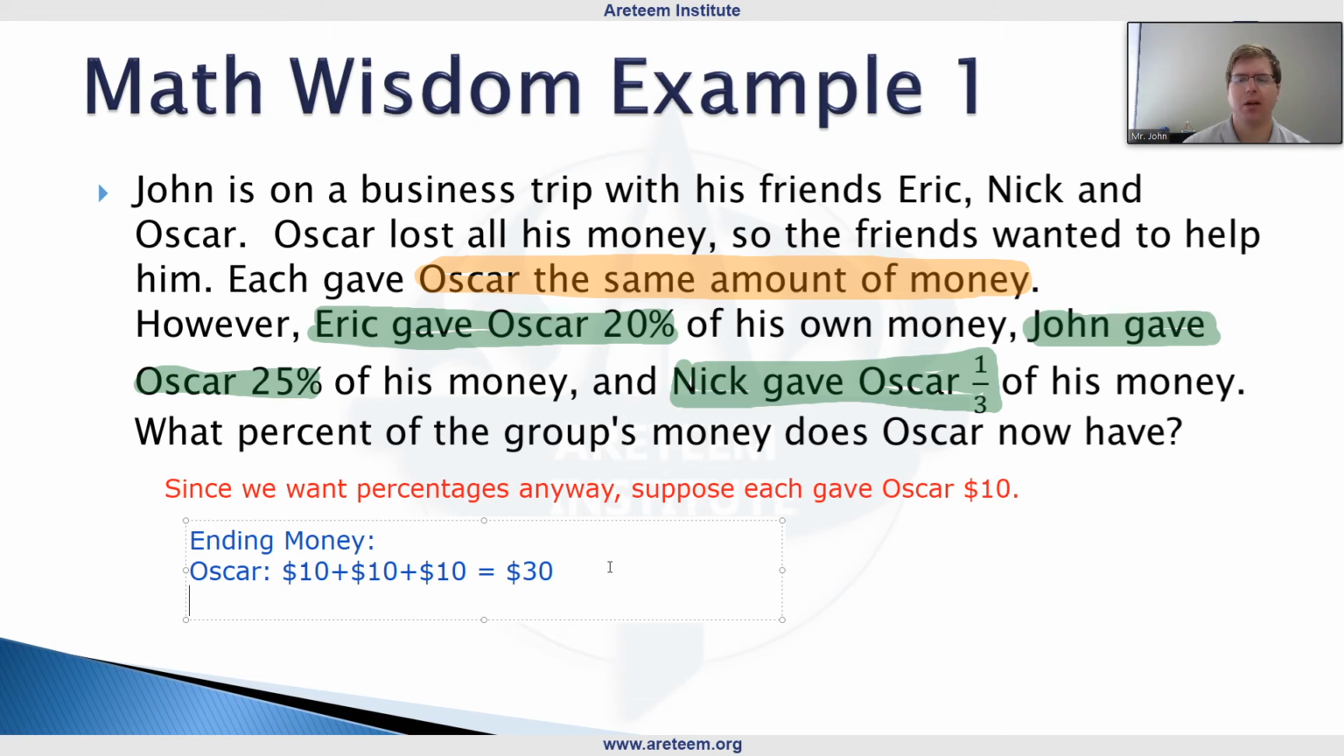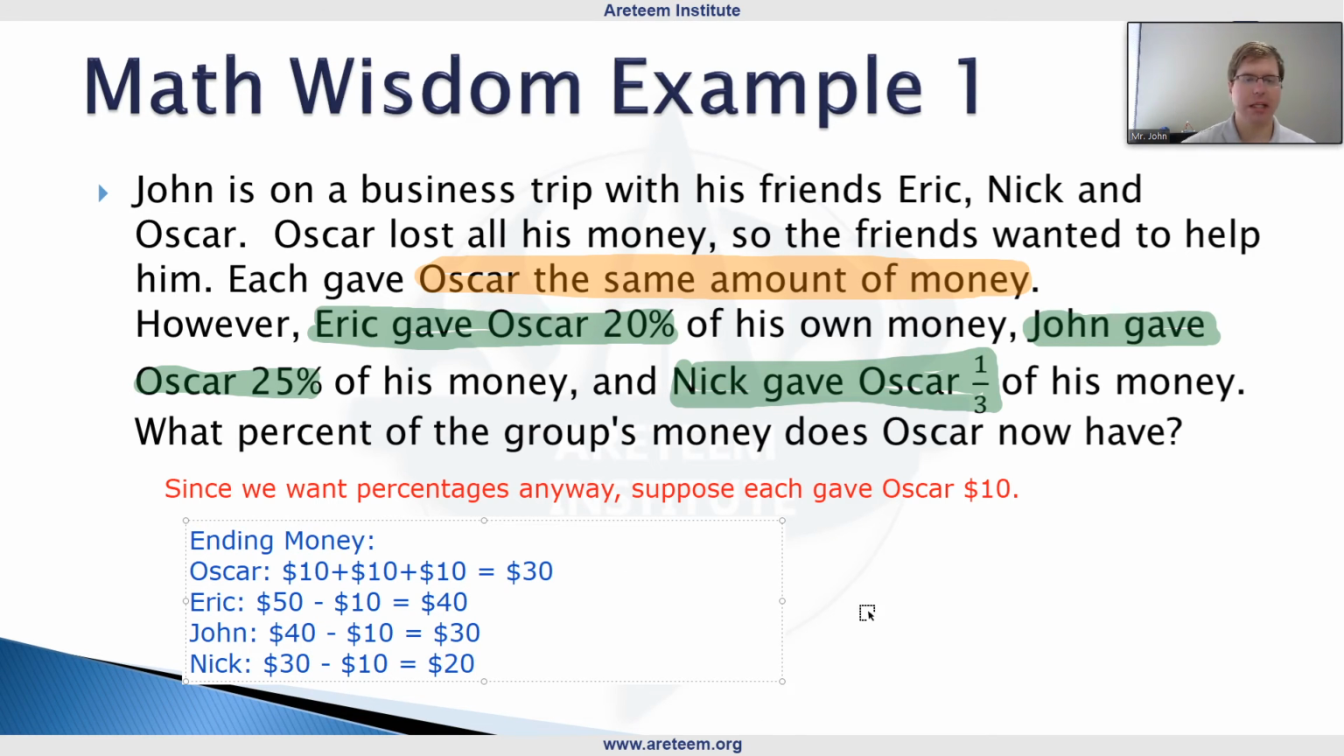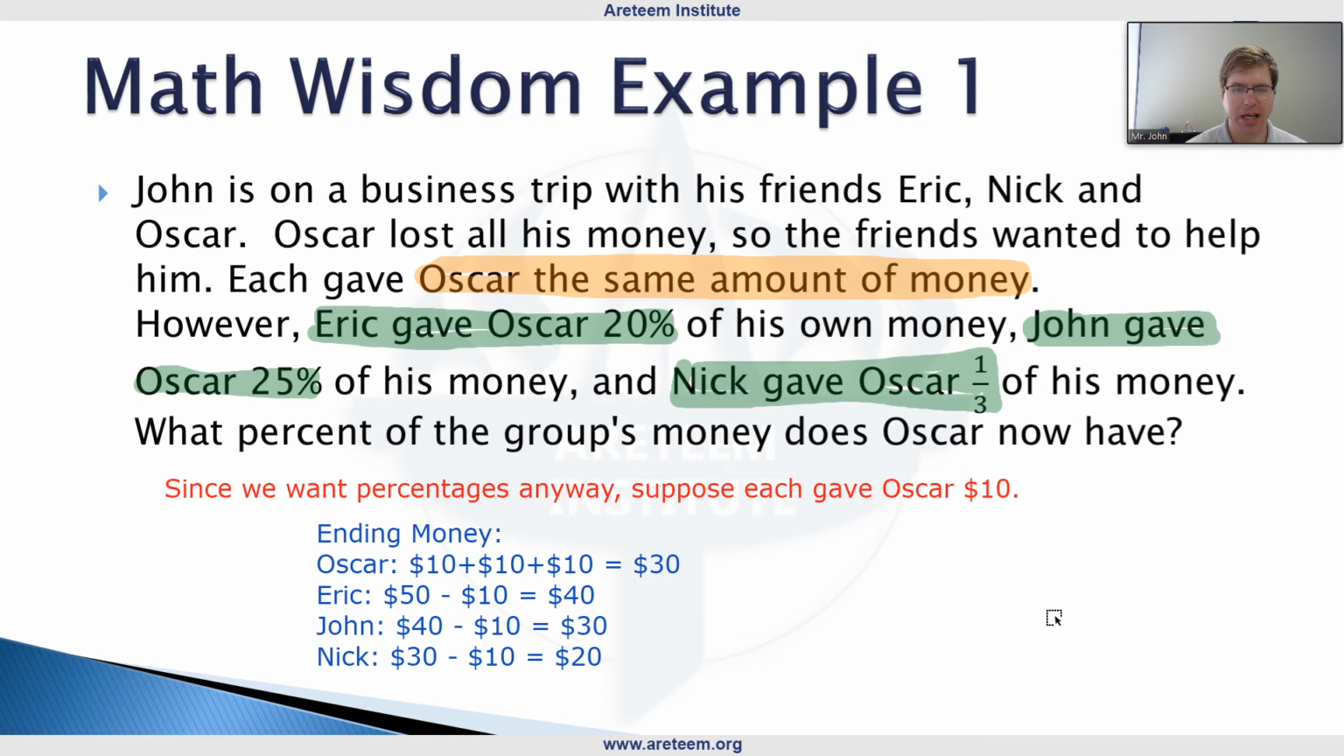amounts there, right? So Eric, if he gave Oscar 20%, right? That means he gave away 1/5 of his money. So he had to start with $50. So he gave away $10, and so he has $40. Are people kind of okay with this, right? Because all of the other ones then are pretty similar in this case. Right, so in the end, Oscar has 30, Eric has 40, John has 30, Nick has 20.